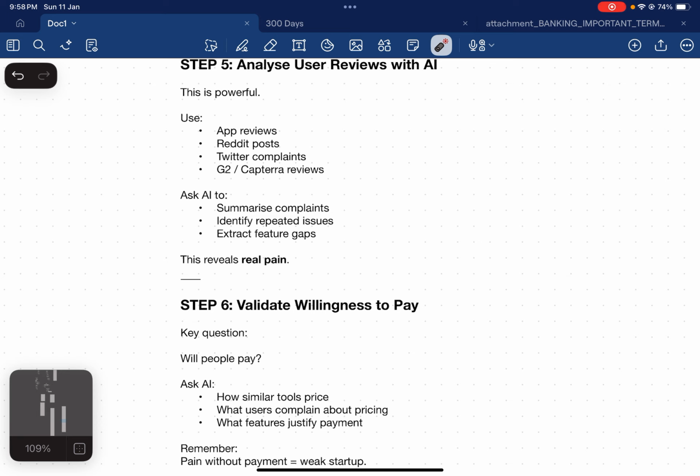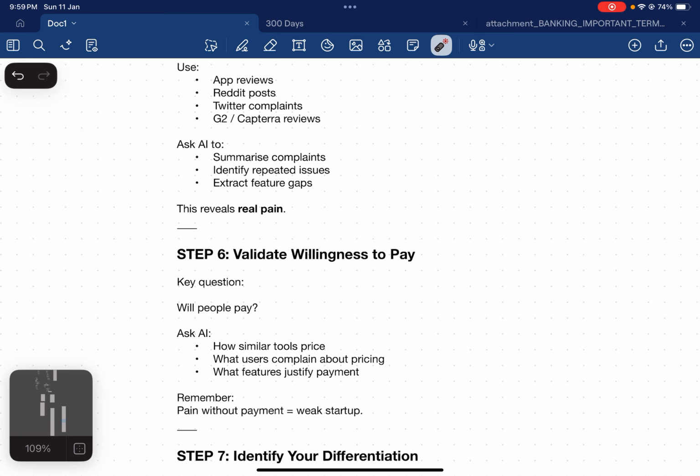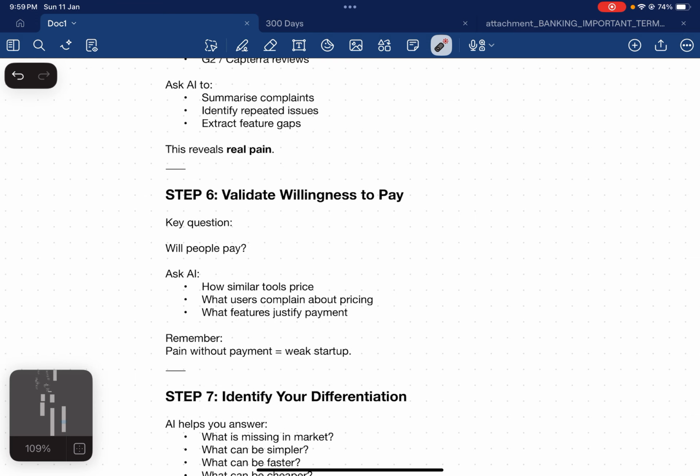Okay, so everything, AI will use everything, and then it will analyze user reviews, and analyze what problems they are actually facing, and how frequently they are facing them. So ask AI to summarize complaints, identify repeated issues, extract feature gaps. Exactly. So this reveals the real pain.